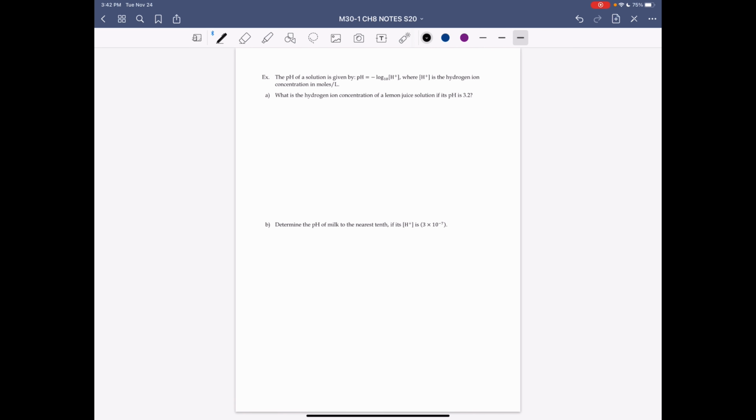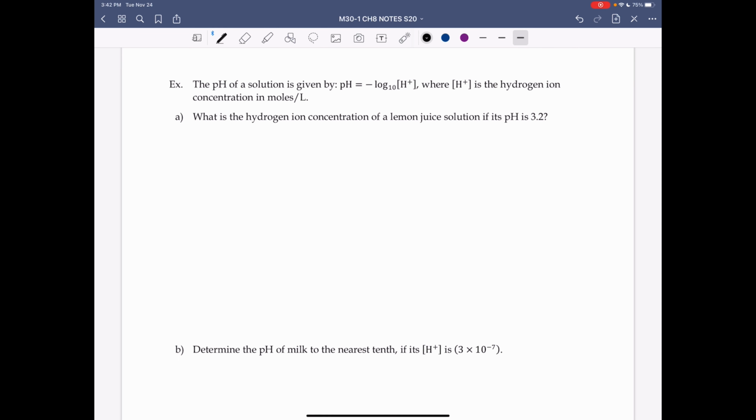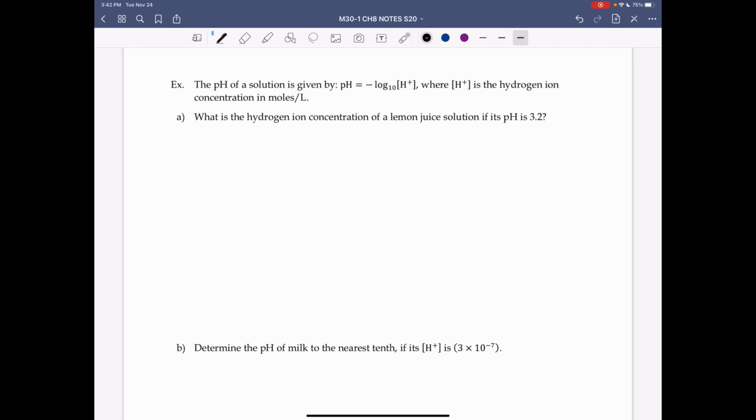The pH of a solution is given by pH equals negative log base 10 of H+, where H+ is the hydrogen ion concentration in moles per liter. What is the hydrogen ion concentration of a lemon juice solution if its pH is 3.2? So pH equals 3.2. We can put that into our formula.